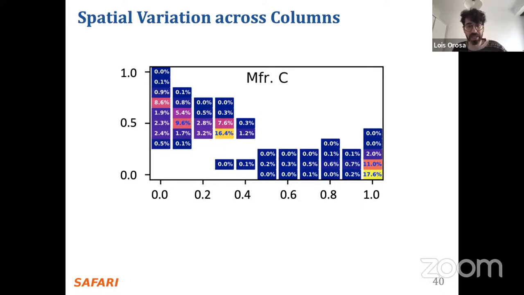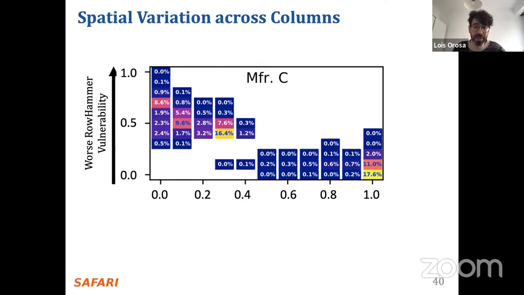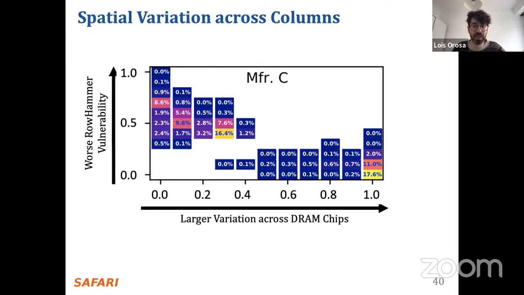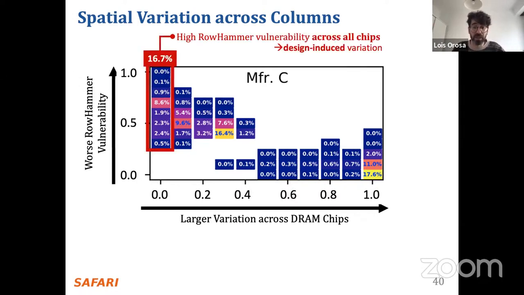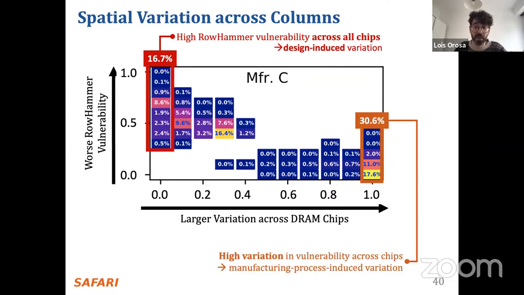To further investigate the variation across columns and chips, we cluster each DRAM column based on its RowHammer vulnerability on average across DRAM chips and the variation in its vulnerability across DRAM chips. This plot shows the population density of DRAM columns exhibiting a level of RowHammer vulnerability and variation across chips. For example, 16.7% of DRAM columns exhibit a higher RowHammer vulnerability across all chips, indicating design-induced variation across columns. In contrast, more than 30% of DRAM columns exhibit a high variation in their RowHammer vulnerability across chips, indicating manufacturing process-induced variation.